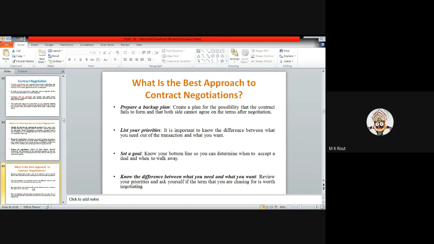So review your priorities, and ask yourself in terms of the contract. Most companies go for reviews. They can ask different departments and sub-departments regarding the contract negotiation, whether the contract negotiation is beneficial for the company or beneficial for future expansion. That is the most important part.